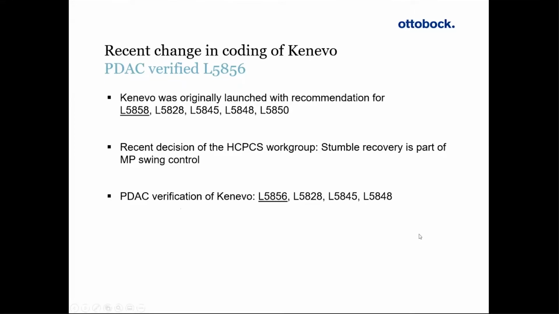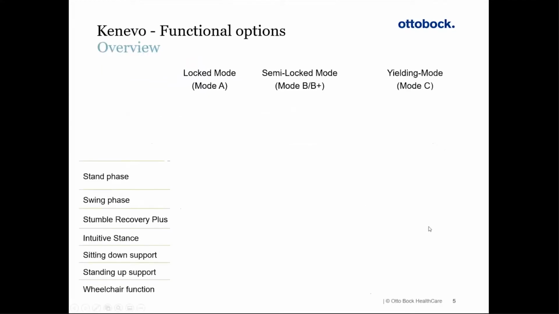So as the Kenevo is now billed with the same codes as the C-Leg, that raises the question how to distinguish patient candidates for the Kenevo and for the C-Leg. So who is better served with the C-Leg and which patient is better served with the Kenevo? So let me just take a look at the functional options with the Kenevo.